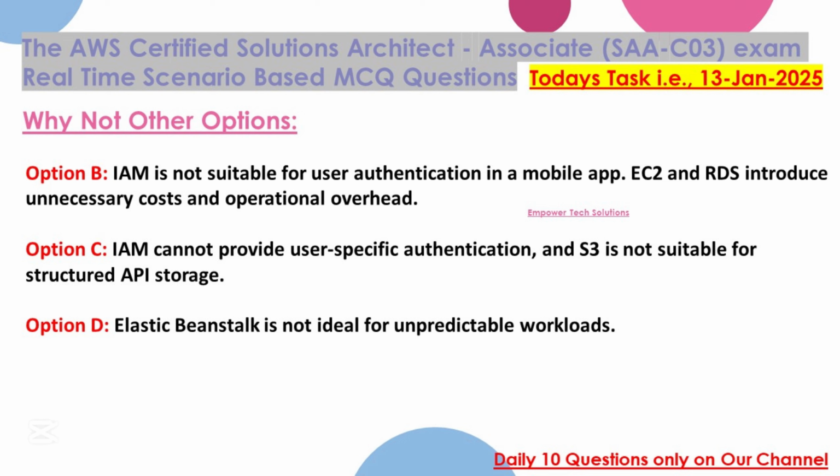Why not other options? Option B. IAM is not suitable for user authentication in a mobile app. EC2 and RDS introduce unnecessary costs and operational overhead. Option C. IAM cannot provide user-specific authentication, and S3 is not suitable for structured API storage. Option D. Elastic Beanstalk is not ideal for unpredictable workloads.